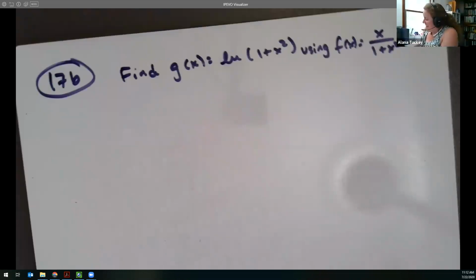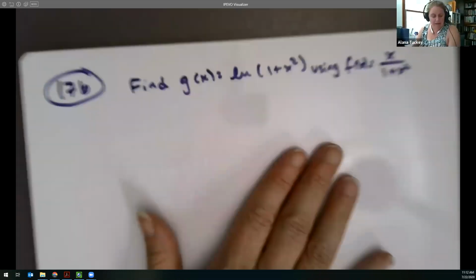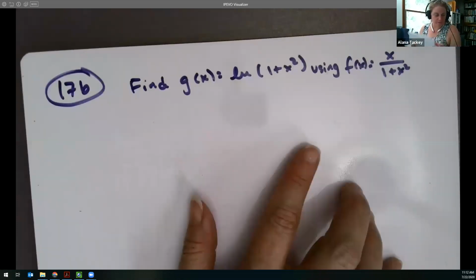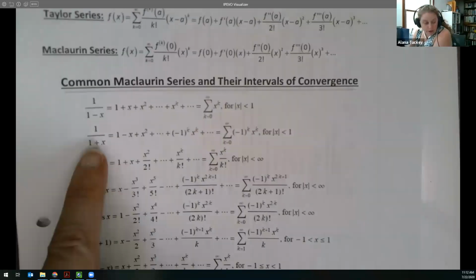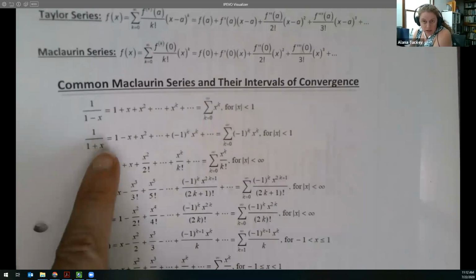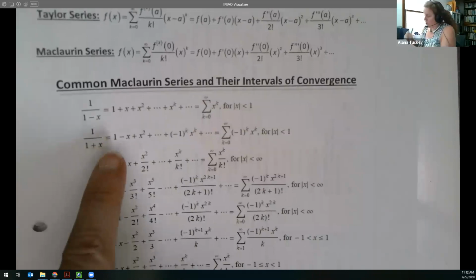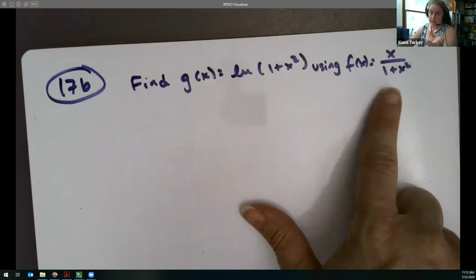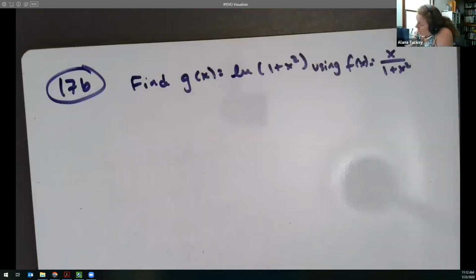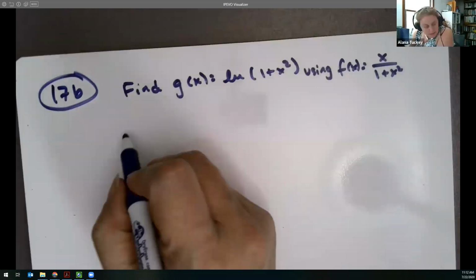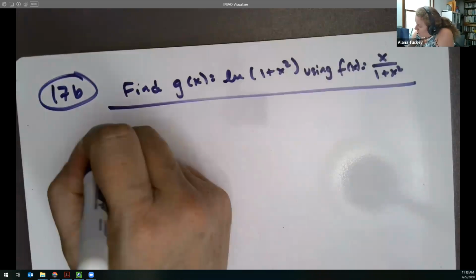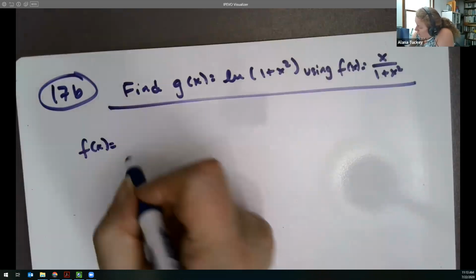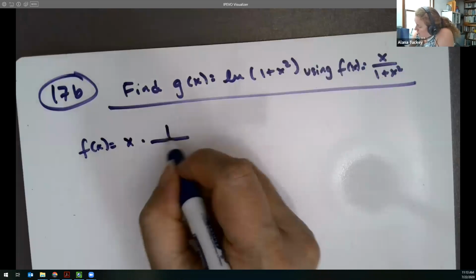All right, so I need 1 over 1 plus x squared. I need to do some work right there because I don't have 1 over 1 plus x squared just on the side. I have this one right here, and that's what I'm going to use to help myself a little bit. So we need to figure this out before we get anywhere. Let's look at f of x. F of x equals x times 1 over 1 plus x squared.